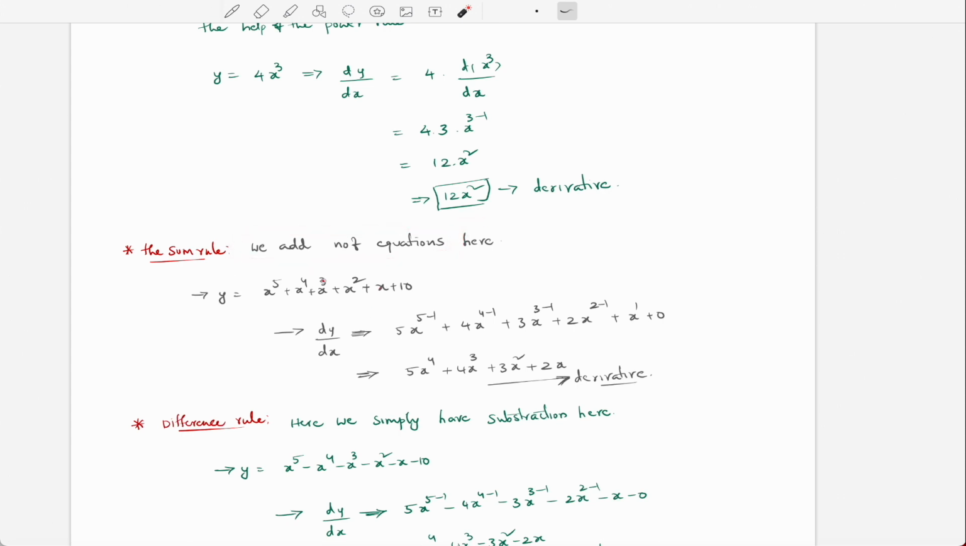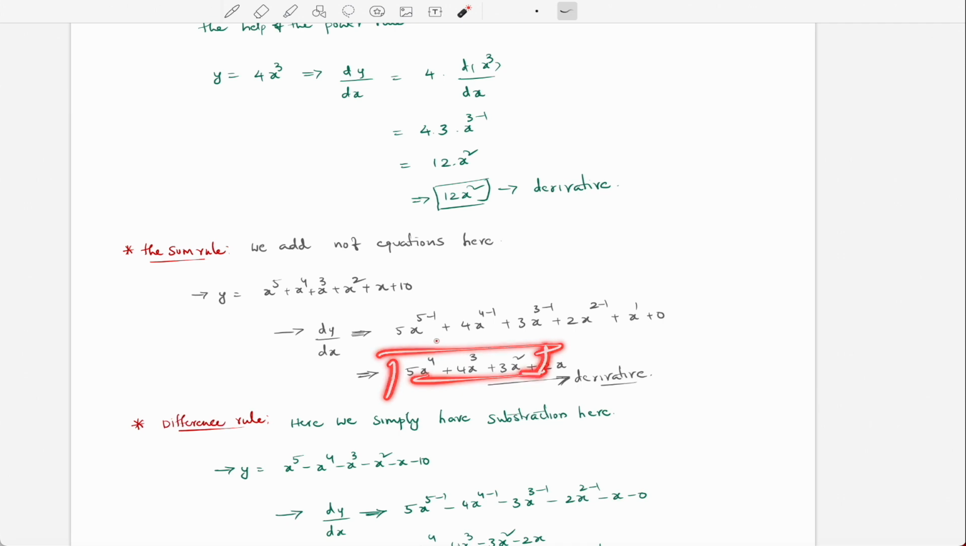So with the help of the power rule, the power 5 comes in front of the x and the power becomes 5 minus 1, so 4 minus 1, 3 minus 1, and 2 minus 1, and then the derivative of the constant is 0. Okay, so we find the derivative of that function by using the sum rule here. We have a plus over here. We simply add these functions to find the derivative.